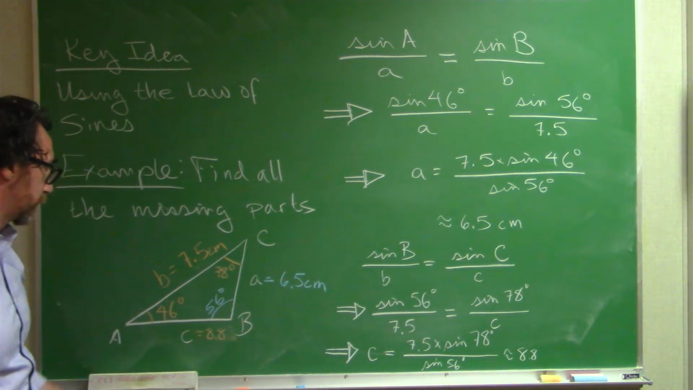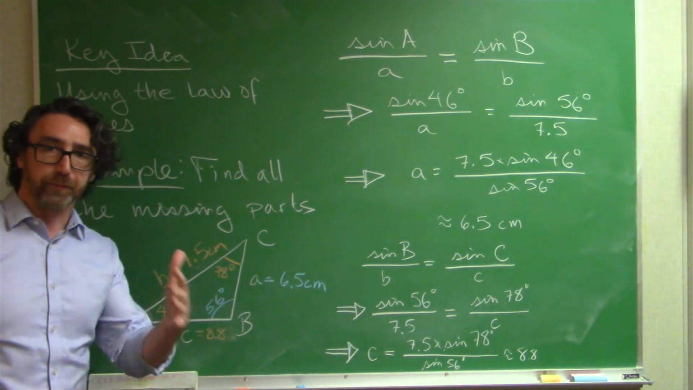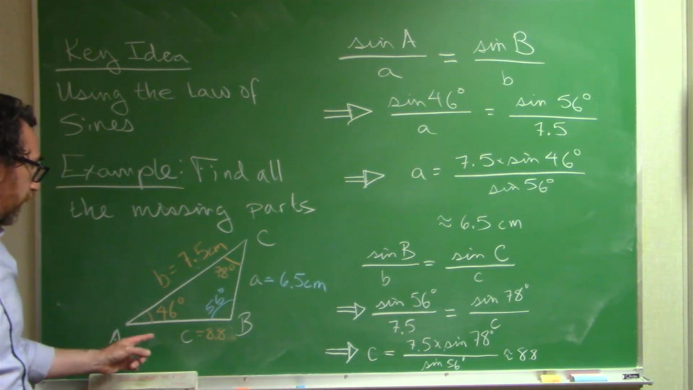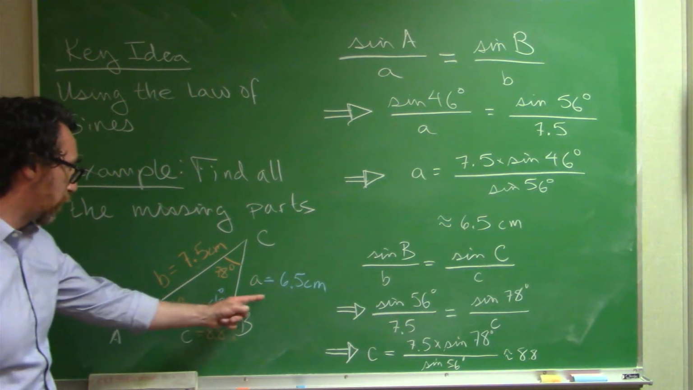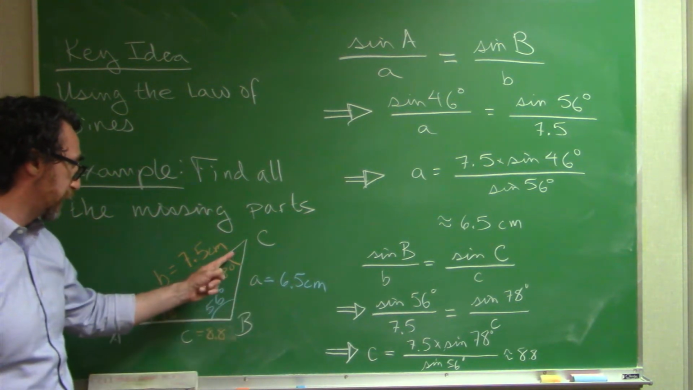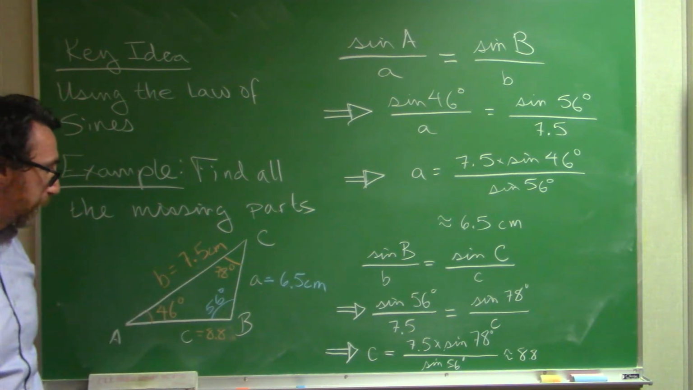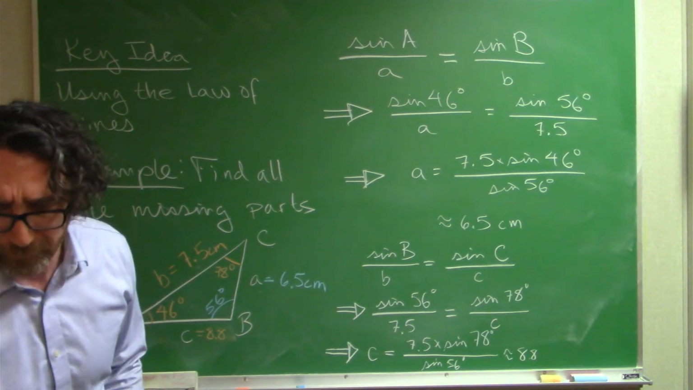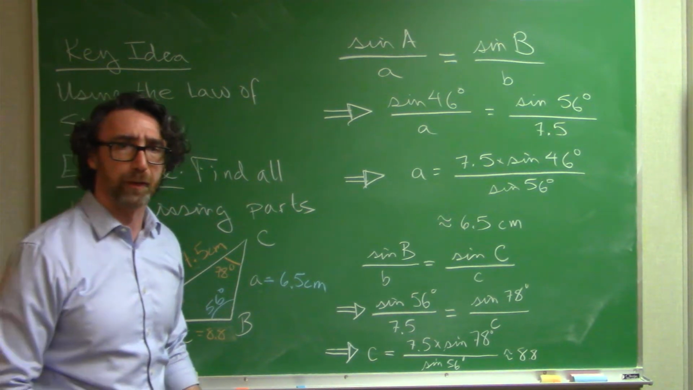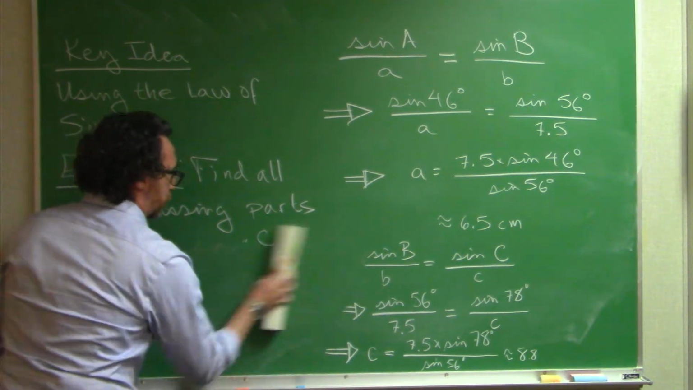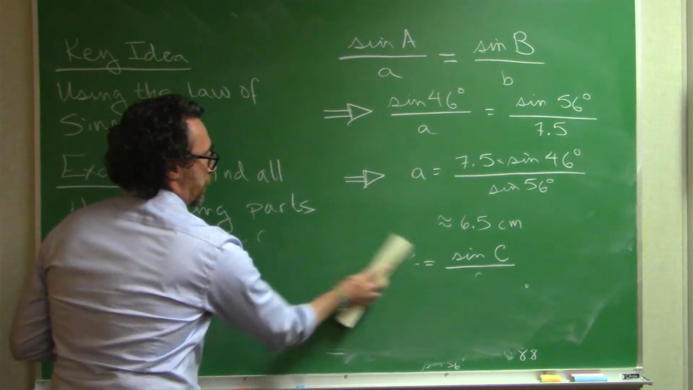Okay, now you can always do a little check if you're in the ballpark. Okay, the smallest angle opens up on the smallest side, and the biggest angle, the 78-degree angle, does open up onto the biggest side, so we've got that going. So the answers are at least reasonable, okay? Let's do another example.